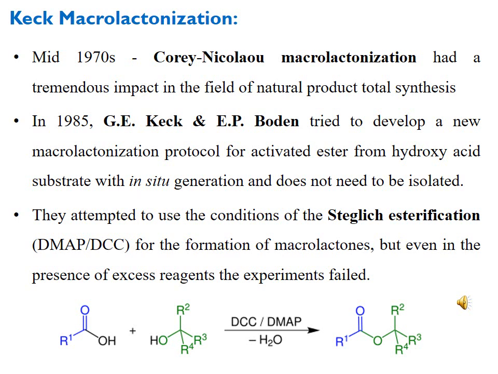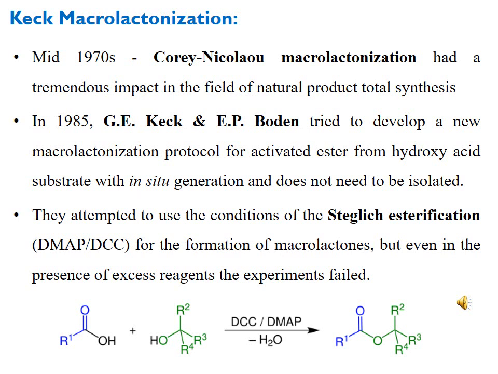Here is the general reaction shown for this Steglich esterification, which involves the reaction of a carboxylic acid and an alcohol in the presence of DCC and DMAP. With the removal of water, we get the ester linkage. This is the basic Steglich esterification reaction.